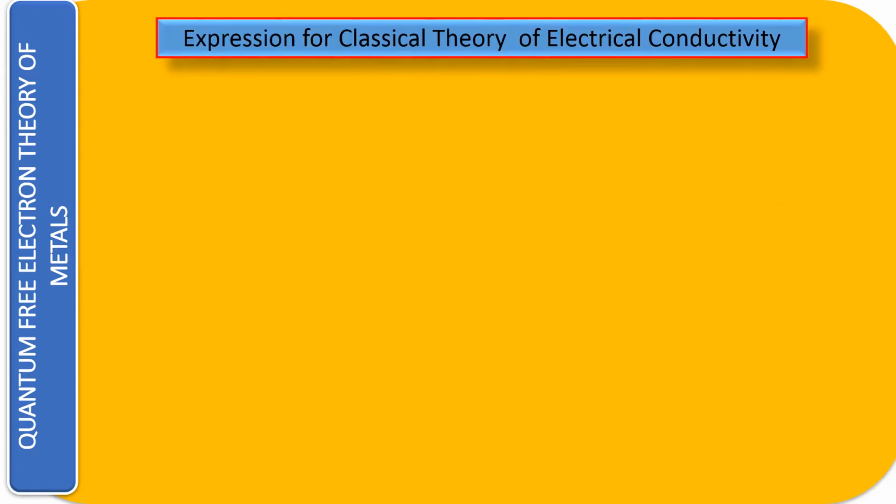First of all, let us see the expression for the classical theory of electrical conductivity. Let me take the marker. Here we have taken any material, and this material has a cross-sectional area. This derivation is not difficult, it is very easy. Let us suppose the cross-sectional area is A, and across this metal we have applied an electrical field.